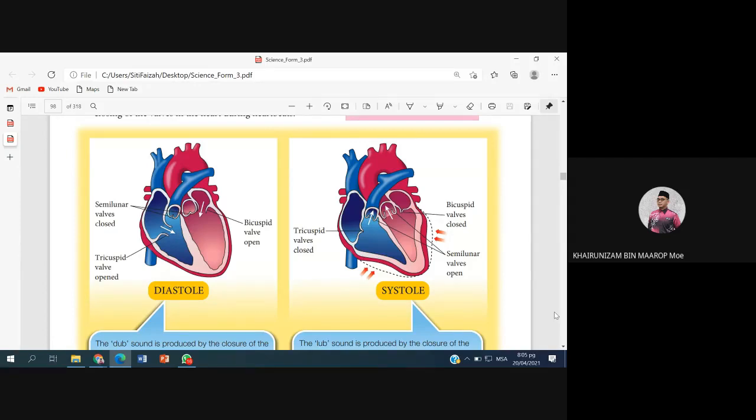Okay, maksudnya, the 120 systolic reading is when the pressure is imposed on the blood vessel wall. That's why blood pressure can be measured by a meter called a sphygmomanometer, the blood pressure machine.